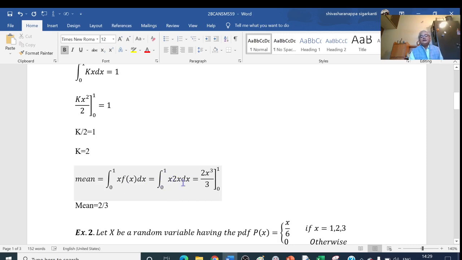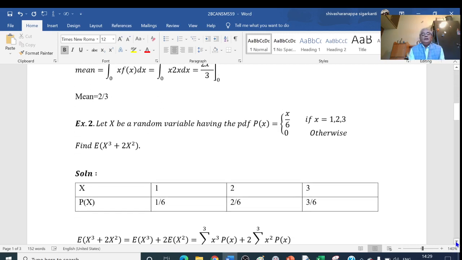X into 2x dx. This is equal to 2, a constant quantity, x into x is x square. The integration of x square is x cube by 3 between 0 and 1. Substituting the upper limit x equal to 1, we get 2 by 3 minus the lower limit, which is 0. So the mean is equal to 2 by 3.